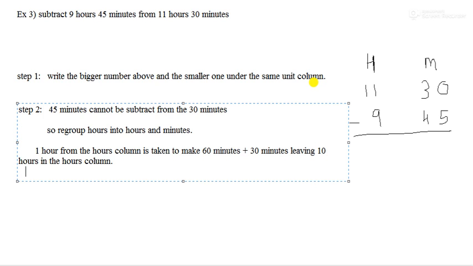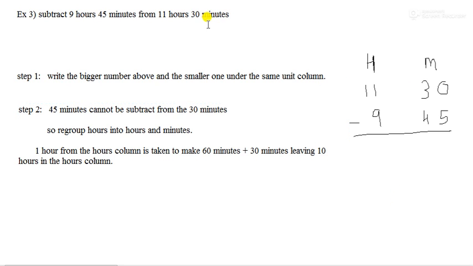Now here subtract the minutes. We have taken a borrow here, so it will become 60 plus 30. This 11 will become 10, because from the 11 we have taken 1 hour. So hours 11 minus 1 is 10.